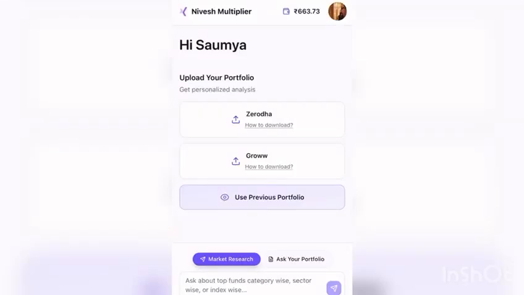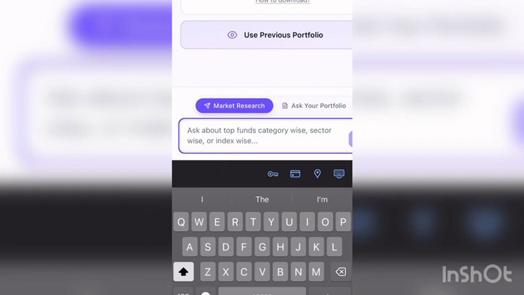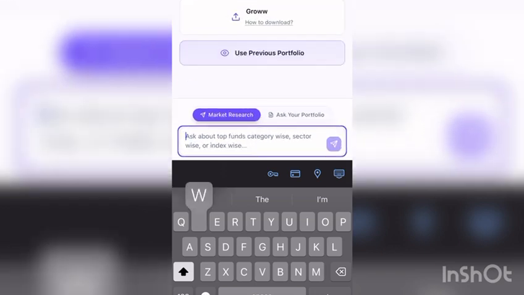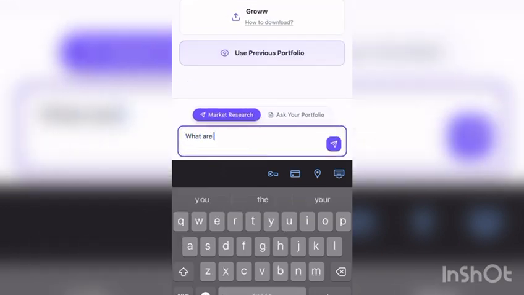Hey, hi all. Today we will be looking at different kinds of debt funds so that we can park our emergency fund in safer assets, giving us better yield than FDs, yet at a very low risk, so that in case of an emergency we can utilize this easily. So log on to niveshmultiplier.com and let's start doing our market research.